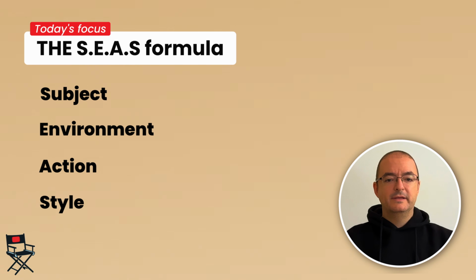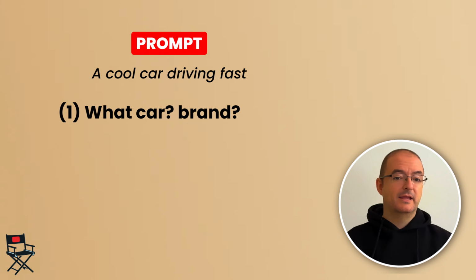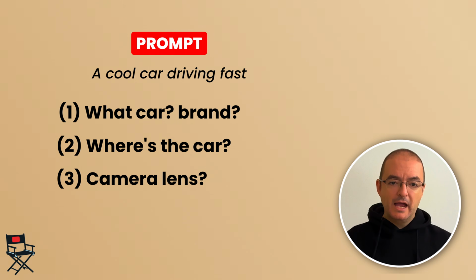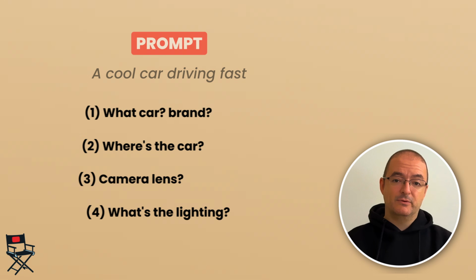Let's say we are building a launch campaign for a high-tech new EV. If you just type a cool car driving fast, the AI has to guess the car model, the location, the camera angle, and the lighting. Let's build it properly using the S.E.A.S model.